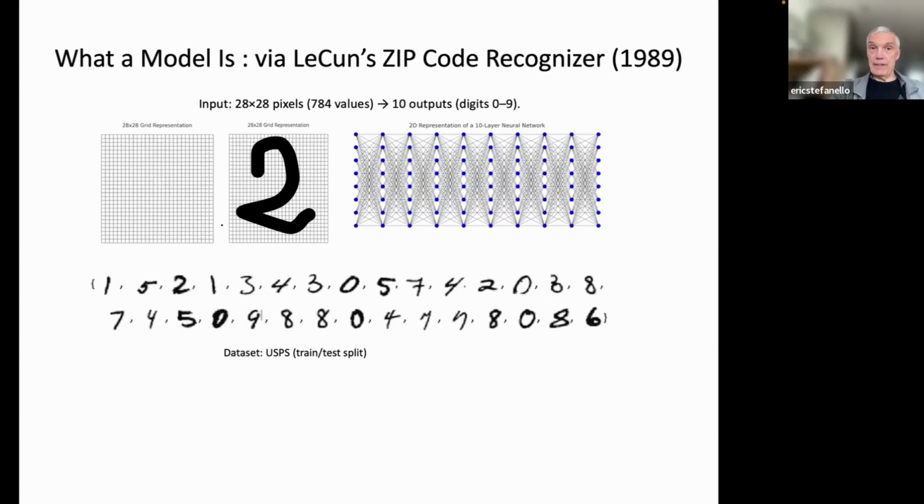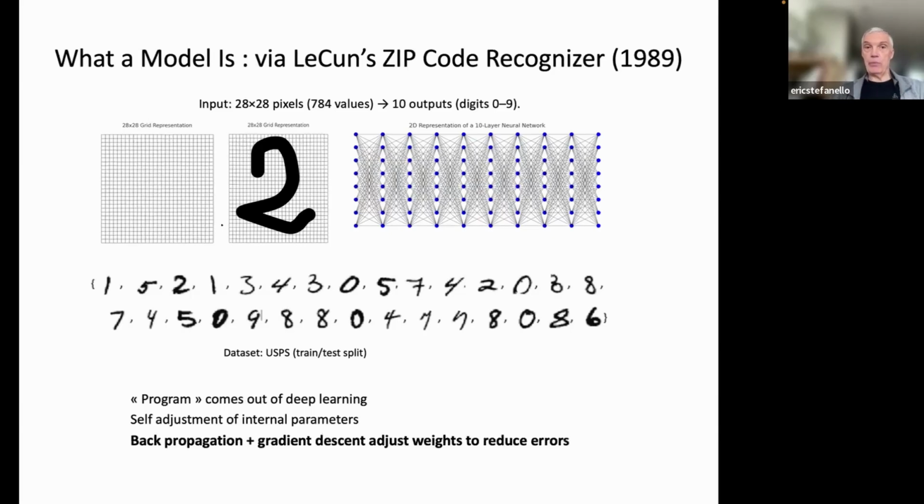And through this learning process, he set up the parameters, because in fact the parameters are fine-tuned by the learning process. The program comes out of the deep learning through the self-adjustment of internal parameters. It's the WIN of my previous slide. And how do we do that?